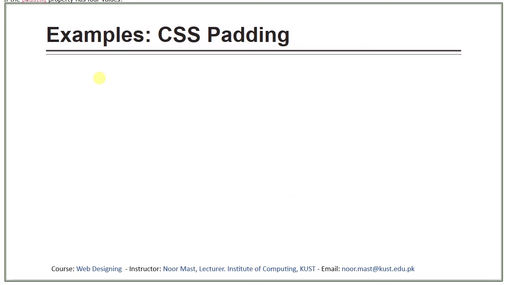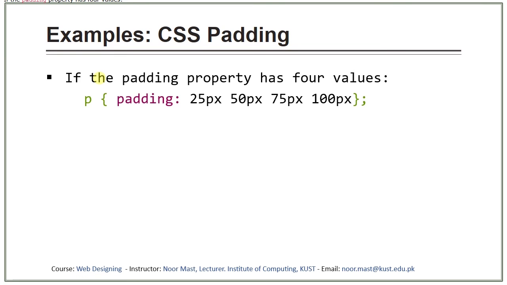Some more examples on CSS padding. In these examples, we are applying CSS padding on element P. So look at this first example. Here the padding has 4 values. So it means to apply 25 pixel padding at the top, 50 pixel padding at the right, 75 pixel padding at the bottom, while 100 pixel padding at the left side of the element P.